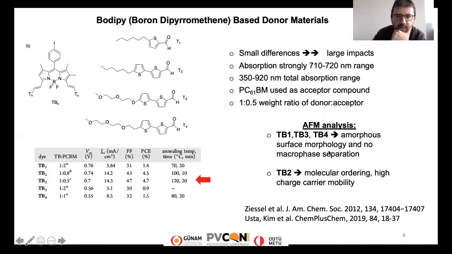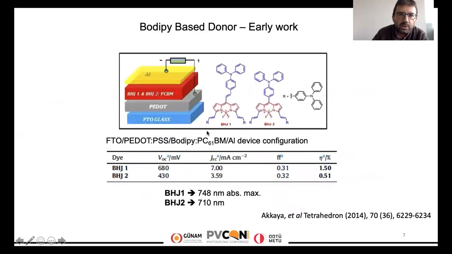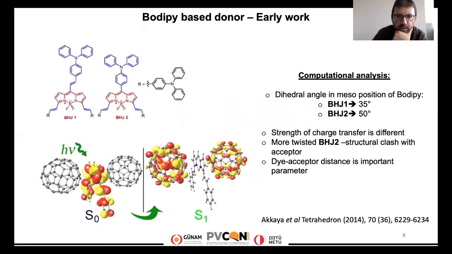So what we can understand here is that there is amorphous surface morphology and no macrophase separation in the unsuccessful solar cells, and in the TV2, which got the highest value, they see that there is a molecular ordering of the chromophore where the iodine atom and the fluorine atoms are interacting in some way. Here is our early work where we studied BODIPY chromophores, where we get a maximum of 1.50 efficiency. I'm skipping a bit fast. We looked at molecules, and we see that the BH1, which has the lesser dihedral angle in the meso position, gets a higher value. You can investigate from this citation.